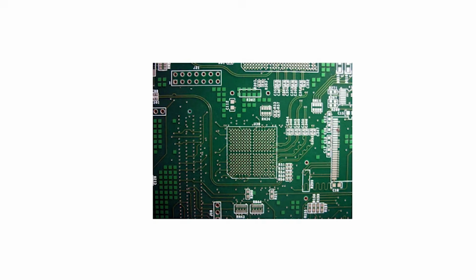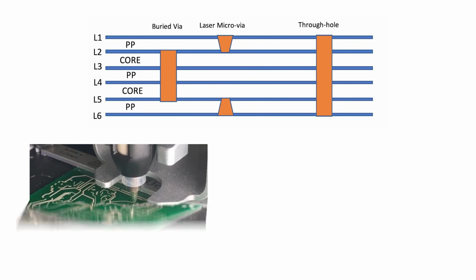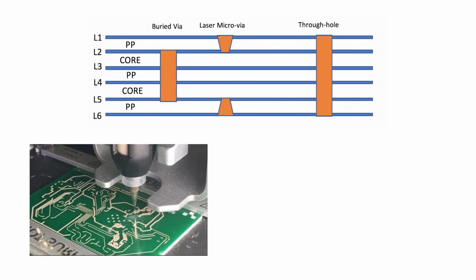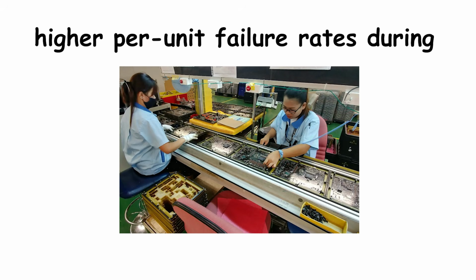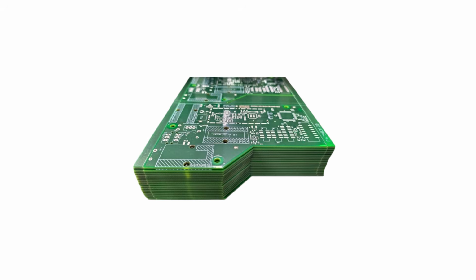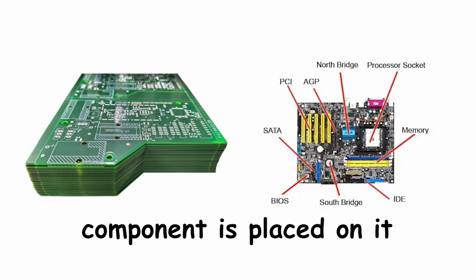Going from 4 layers to 8 in PCB fabrication isn't a modest cost bump. More lamination cycles, tighter layer registration tolerances, more material, higher per-unit failure rates during manufacturing before yields stabilize. The raw cost of the substrate alone typically increases by 50 to 100% before a single component is placed on it. That is the invisible specification.